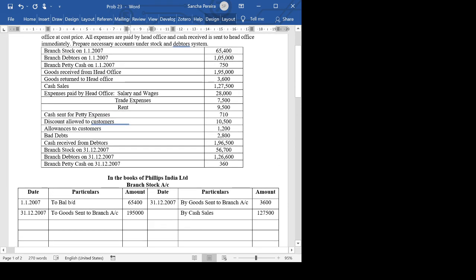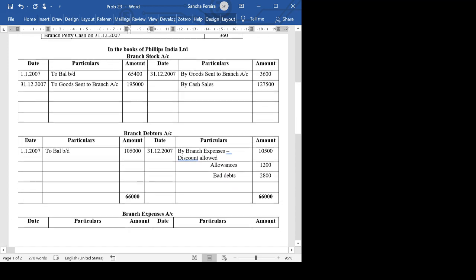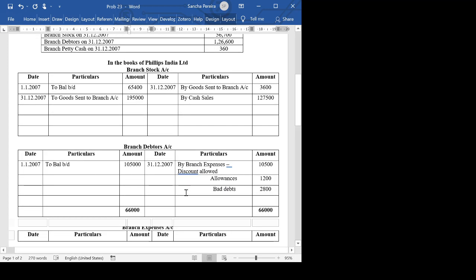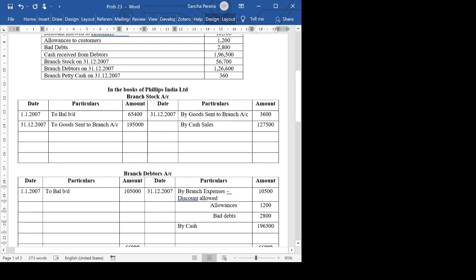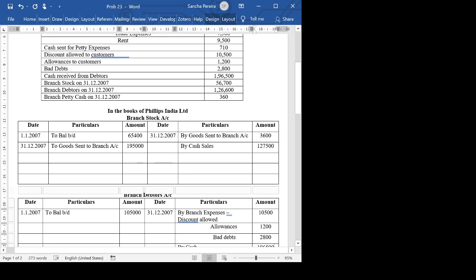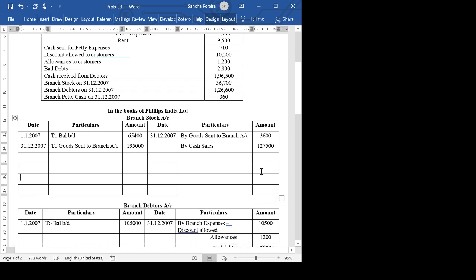Next we have cash received from debtors, 1,96,500. And then I think the closing balances. Closing balance of the stock account. Just leave a few lines, because closing balance is always the last item.